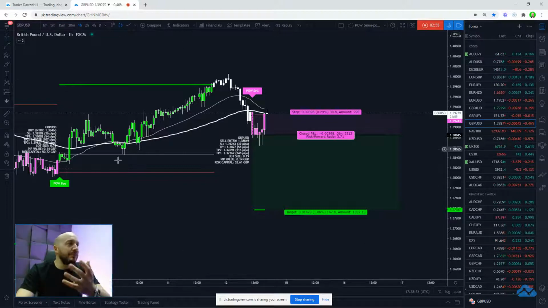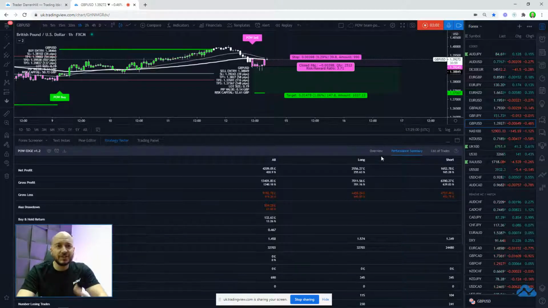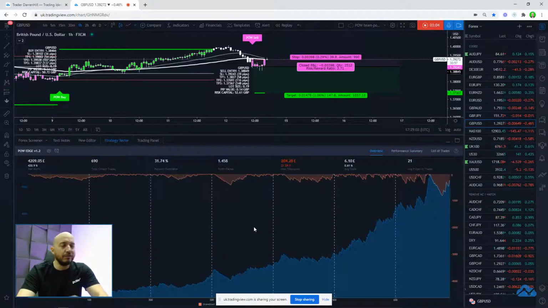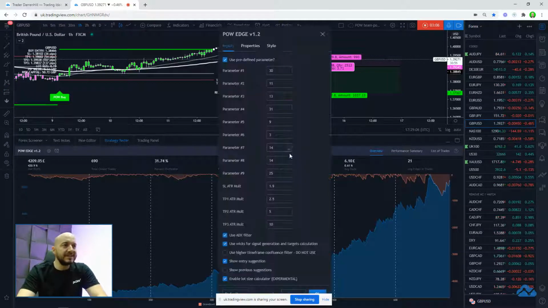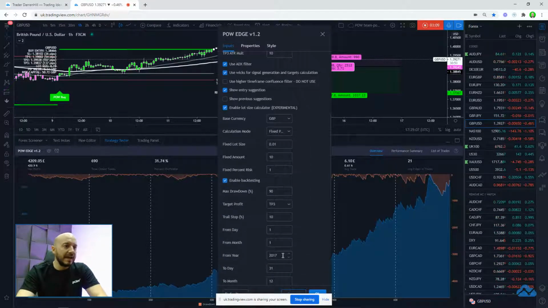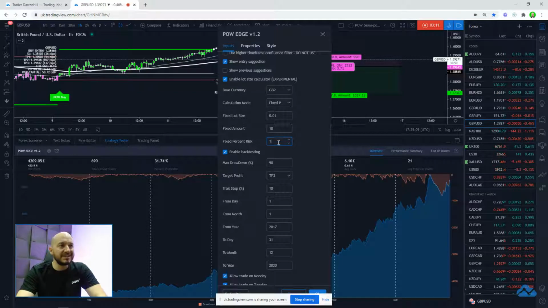So, for example, pound USD, we've just hit stop loss on this sell. Fine, it's just another trade. Friday afternoon fun. But in the strategy tester, I've got the data here. 420% gain since 2017 based on a 1% risk per trade, which is here.